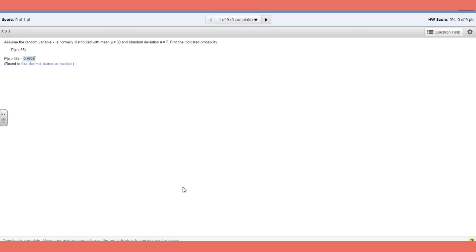Today we're going to be talking about how to find the probability of a random variable that has been normally distributed with mean 50 and standard deviation 7. The way we do it is first we're going to find the z-score and then find the area under the z-score. But today we're going to go ahead and open up StatCrunch.